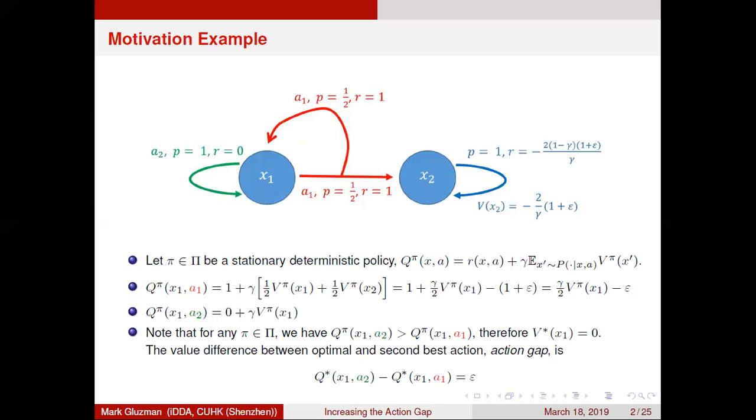In the same way, we can calculate the Q factor if we choose action A2. As we can see from these two calculations, it doesn't matter what stationary deterministic policy we choose, the Q factor with A2 is better than the Q factor with A1. Generally the Q factor depends on the policy phi. So here we have V phi of X1 and V phi of X2. The phi is some rollout, some deterministic stationary policy that we will have to follow after one step. Right.